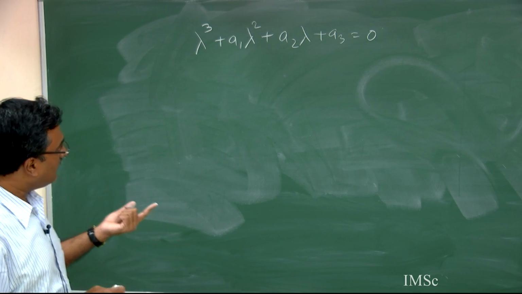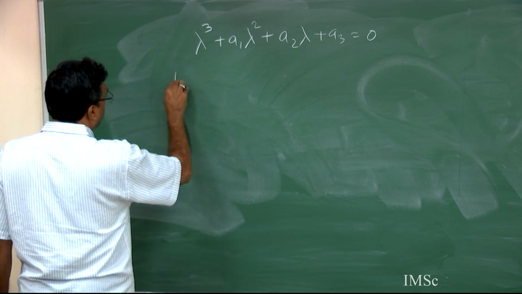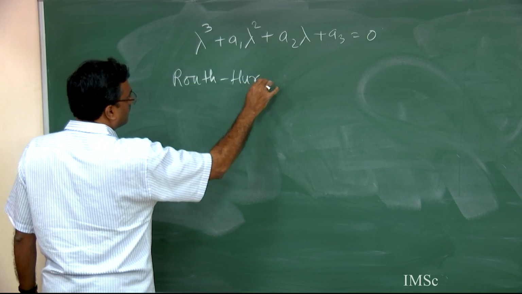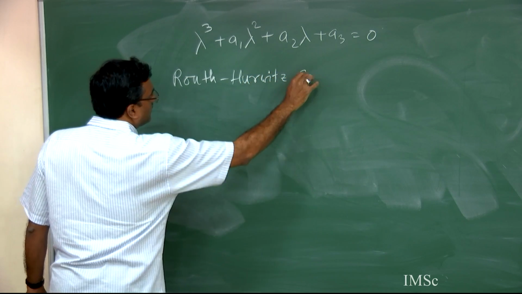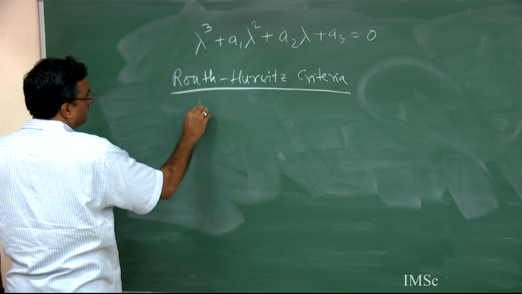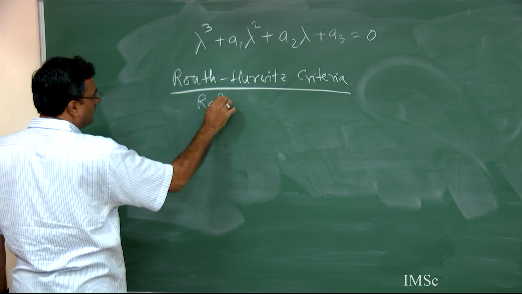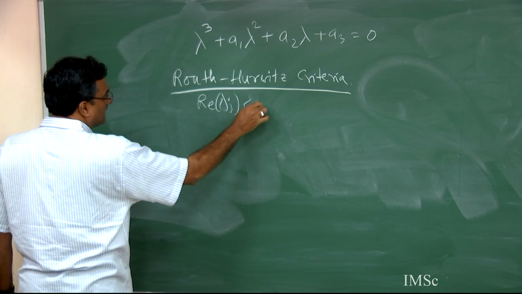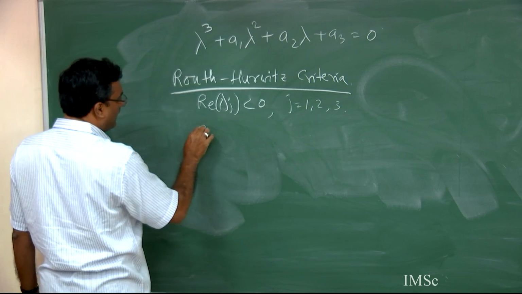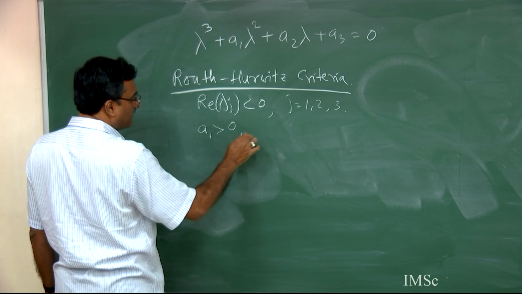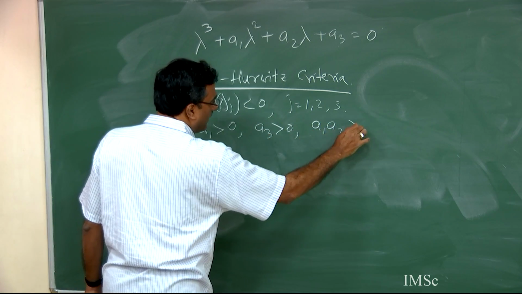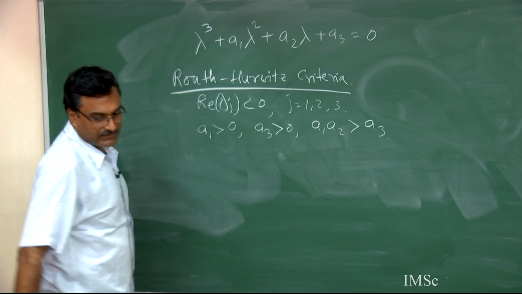And as per the Routh-Hurwitz criteria, we can ensure that the real part of lambda j is less than 0 for j equal to 1 to 3 whenever a1 is greater than 0, a3 is greater than 0, and a1 a2 is greater than a3.